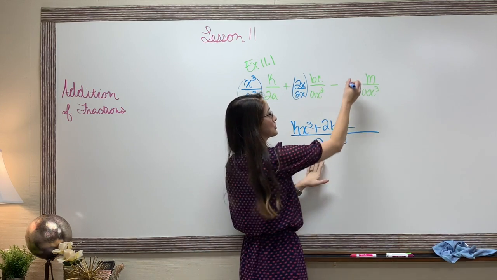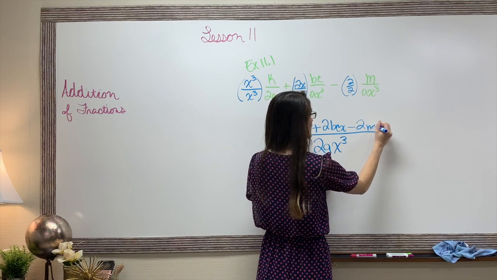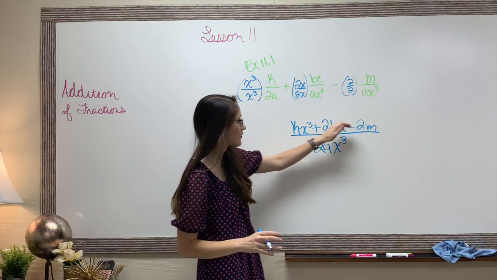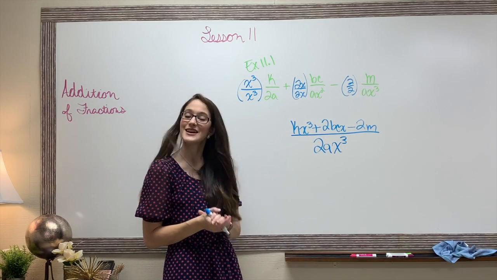all it is missing is 2. So I'm going to multiply by 2 over 2, which will give me minus 2n. So I'm looking at my numerator. Are there any like terms? And there aren't. So I leave this as is, and I'm done.